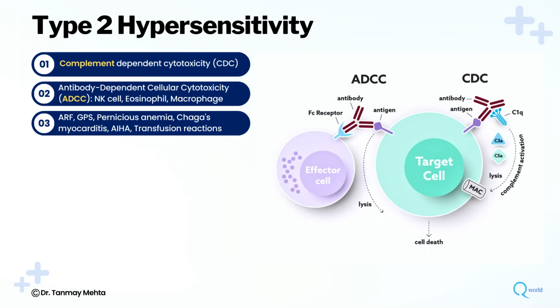Welcome back. Today's topic, type 2 hypersensitivity. As we know, it is immediate hypersensitivity. That's why it is humoral hypersensitivity. It is antibody mediated. The main antibody that plays a role here is IgG. To a certain extent, IgM can also induce this.